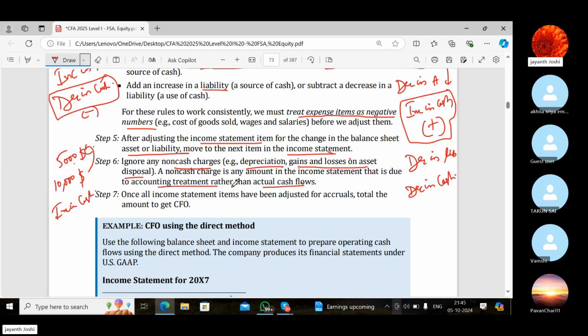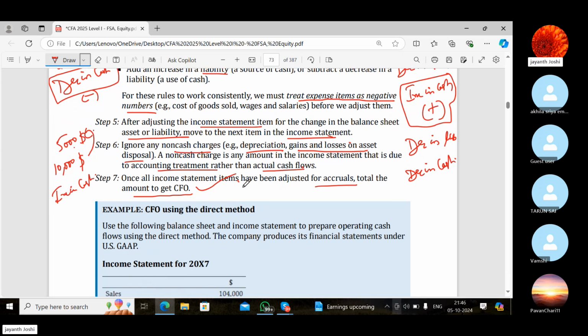Once all income statement items have been adjusted for accruals, total the amounts to get cash flow from operations. That means you are making the adjustments from the accrual concept to a cash basis. You are converting accrual basis treatment to cash treatment, and then you total it and find cash flow from operations.